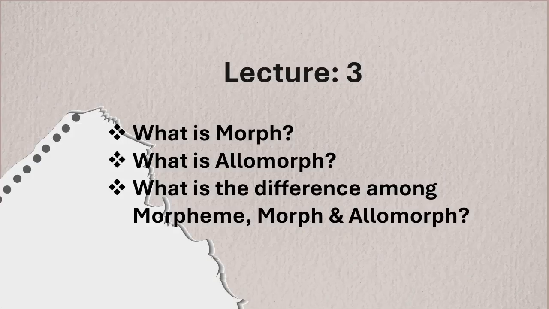We've already learned about morphemes. Now it's time to see what happens when we look at their actual forms in language. In this lecture, we'll define what a morph really is, the concrete realization of a morpheme in speech or writing. Then we'll move to allomorphs, the fascinating variations of the same morpheme that appear in different contexts. Finally, we'll compare morpheme, morph, and allomorph side by side to understand how they connect and differ. By the end of this lecture, you'll clearly see how these three concepts form the foundation of morphological analysis.